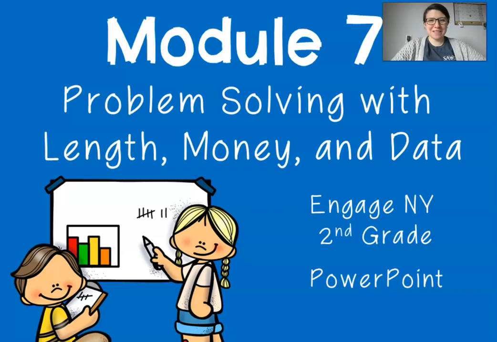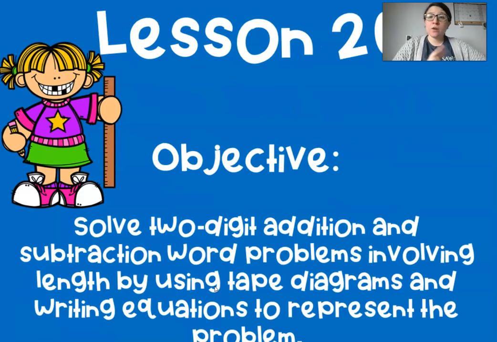Second graders, Miss Diorio here from Citizenship Academy with Module 7, Lesson 20 today. So yesterday we were talking about comparing two different lengths. Today we're going to continue practicing that with a couple of different word problems. We're going to do some addition, we're going to do some subtraction, we're going to use some tape diagrams to help us solve these problems.